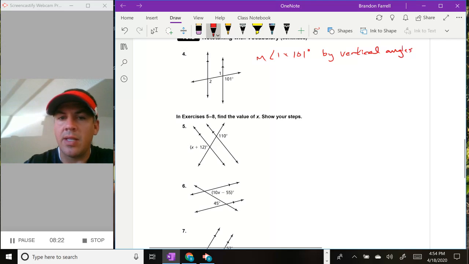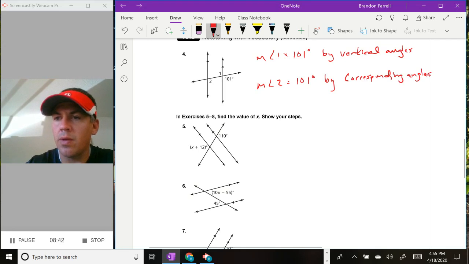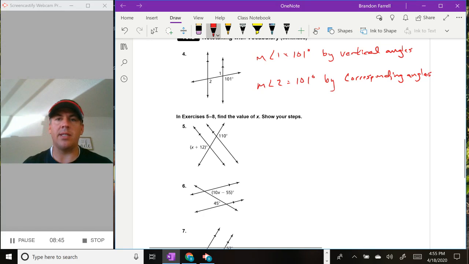All right, and the measure of angle 2 is also going to be equal to 101 degrees, and that is going to be by corresponding. So the more familiar you get with the pairs of angles that are formed by cutting a set of parallel lines, the more familiar and the more fluid you'll be with finding out what the angle measures are.